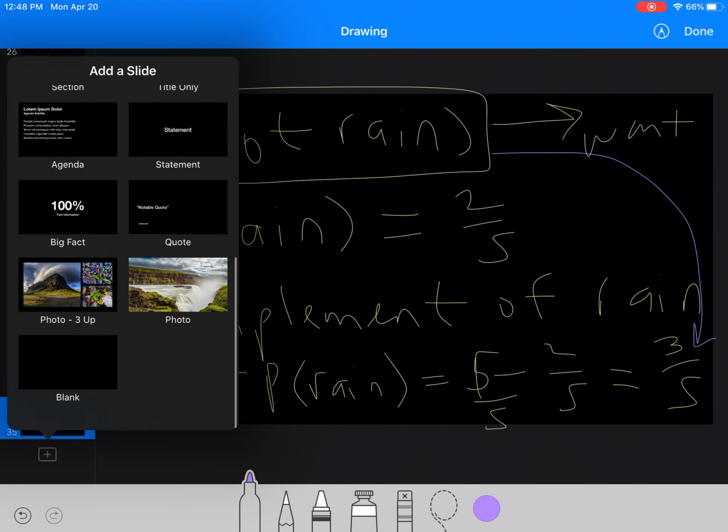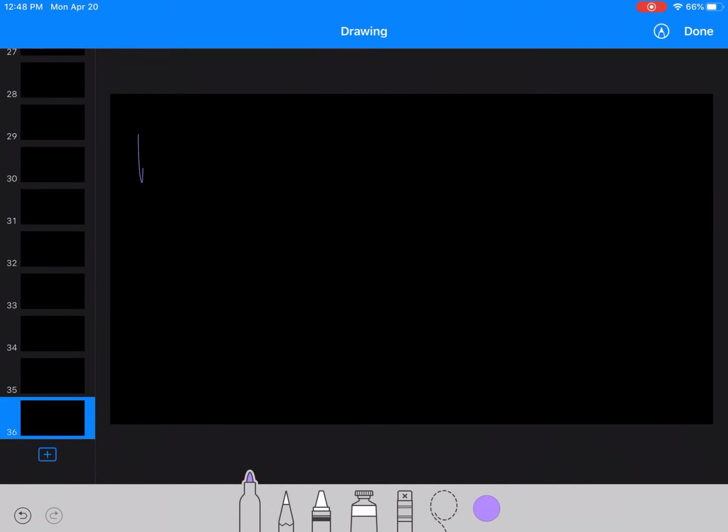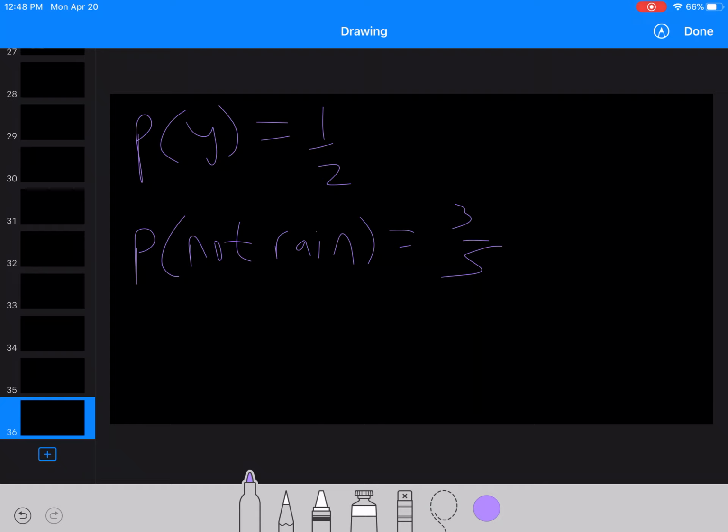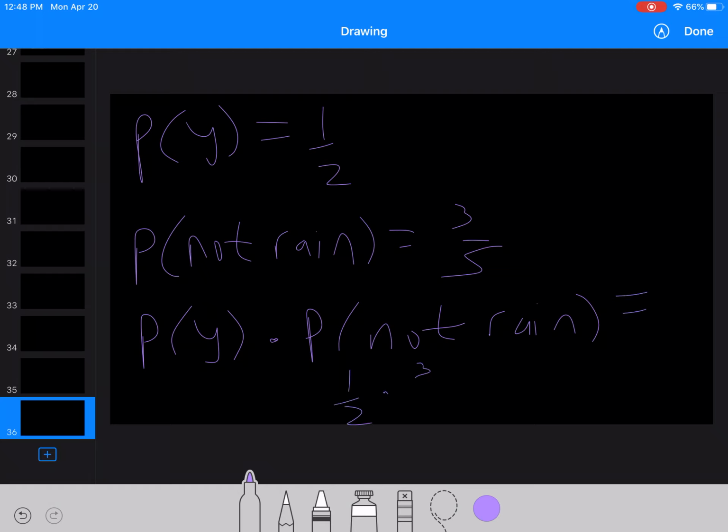So let's just answer the question now. So the probability of yellow, which we found was 1/2. The probability of not rain was 3/5. So these are independent events. All we're going to have to do is probability of yellow times probability of not rain, and that's going to equal 1/2 times 3/5, which is 3/10, or 30% chance. Okay, so that's going to solve that problem there.